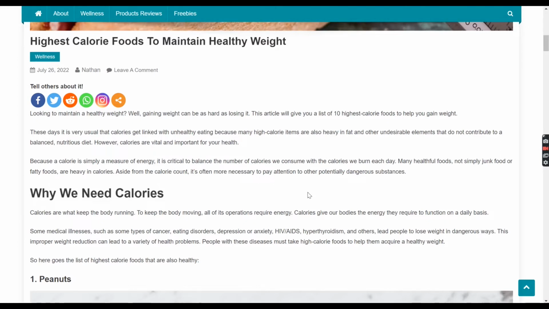Why do we need calories? Calories are what keep the body running and moving. All of its operations require energy. Calories give our bodies the energy they require to function on a daily basis.